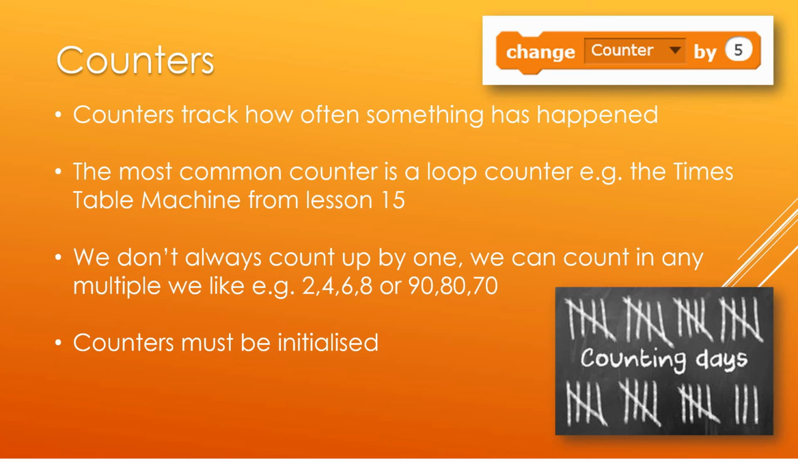As we've discussed earlier, we don't always count up by 1. We can count up in any multiple we like. So for example, we can go 2, 4, 6, 8, which is counting up in multiples of 2, or we can go 90, 80, 70, which is counting up in multiples of minus 10. So if we put a minus in front of the number that we are using for our count, we end up counting down. So 90 minus 10 is 80, 80 minus 10 is 70. And both of these patterns are very useful.